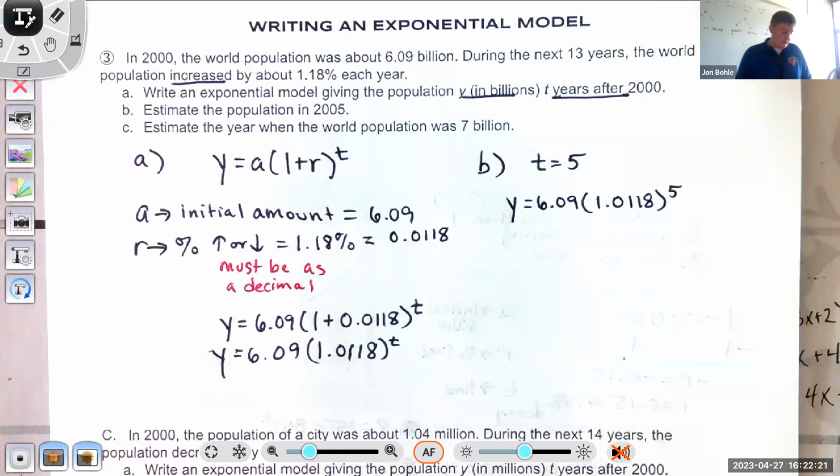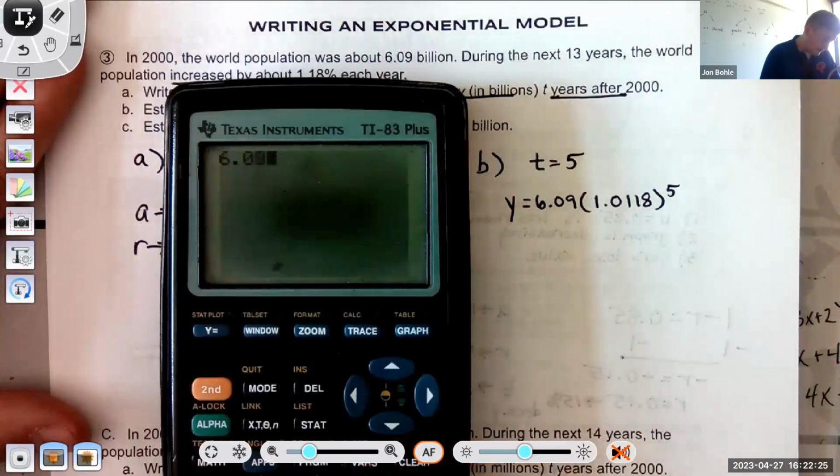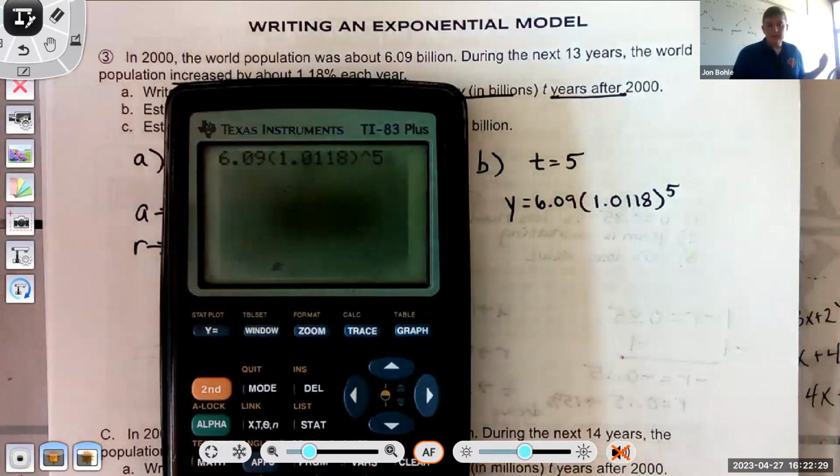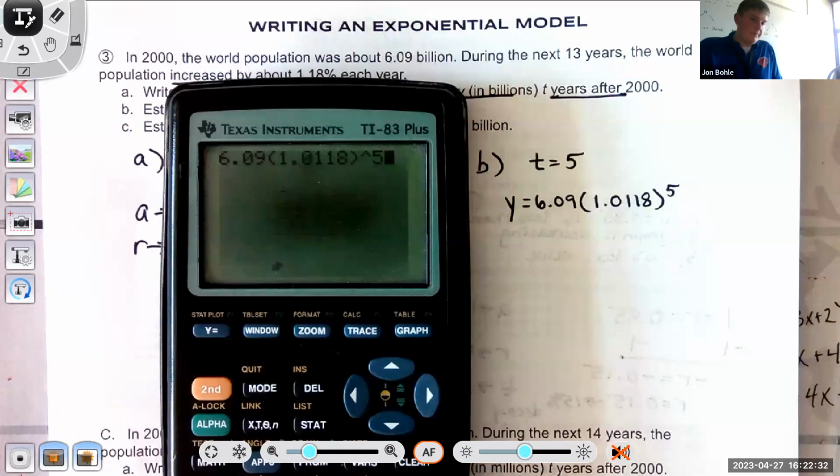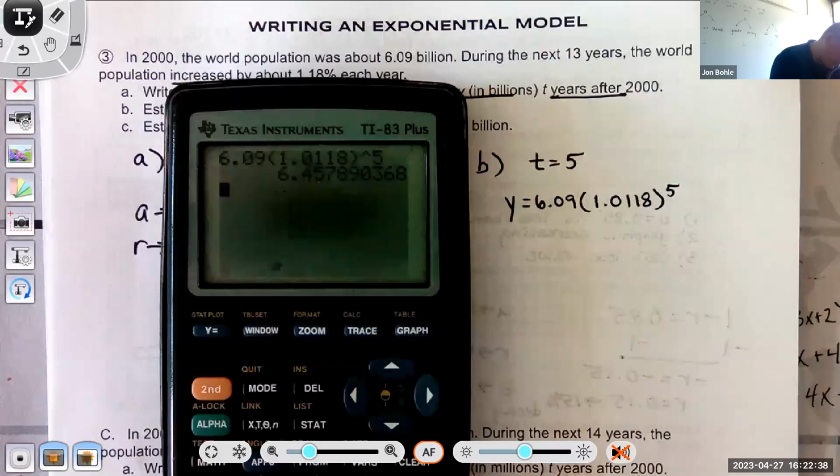Okay, and then all I do is type that into my calculator exactly the way it's written on my paper. We should know how to do exponents by now. Okay, and then you just hit enter, and it's about 6.46 billion.